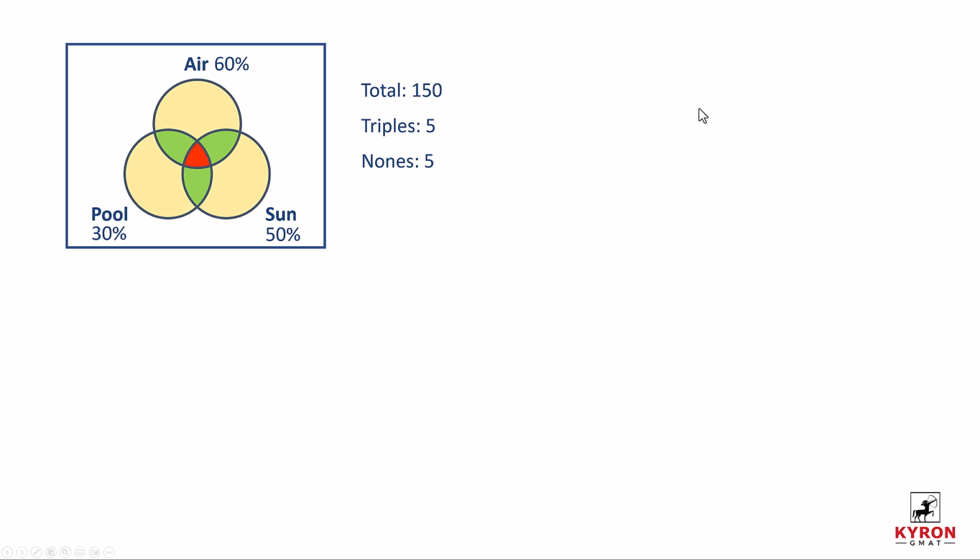So we can write question, how many are doubles? Doubles means that they have 2 amenities. And in terms of our color scheme here, the doubles are the houses in these green regions. In this green region, the houses have air and sun. In this one, they have pool and sun. And in this one, they have pool and air. The ones in the red region in the middle don't count as doubles because they have all 3 amenities.